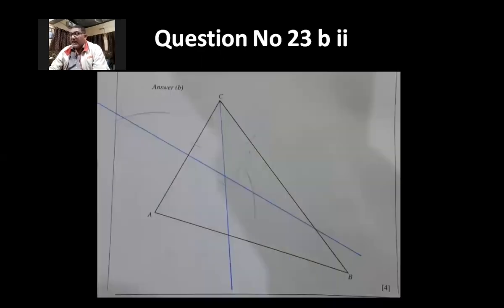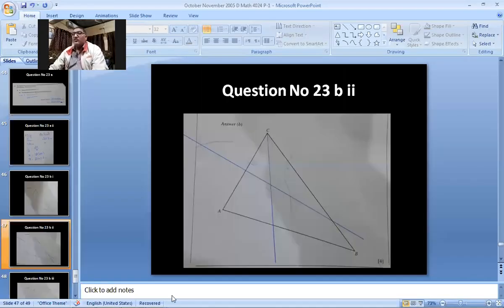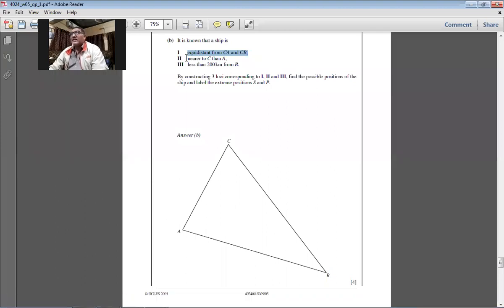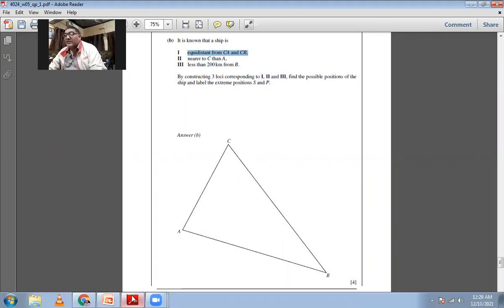So then he says, let me show you the question first. Then he says nearer to C than A. It says nearer to C than A, and this means draw the perpendicular bisector of the AC line and remain close to C. So we have to draw the perpendicular bisector of the AC line.